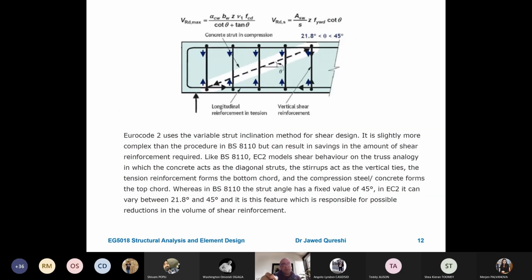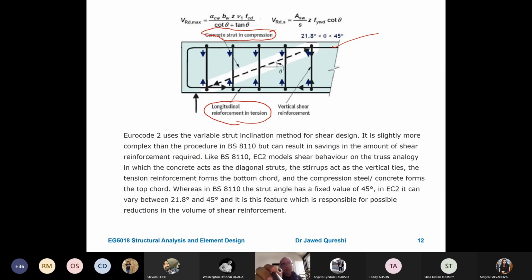Now if you have a look at this diagram, we have longitudinal reinforcement in tension, which is the bottom one. We have compression reinforcement, which is here. And then we have this dotted line. Now, the dotted line represents the concrete strut in compression. And this is a very useful diagram. So we can see that the concrete strut is in compression. To avoid this kind of crushing in compression, we have to provide this reinforcement.